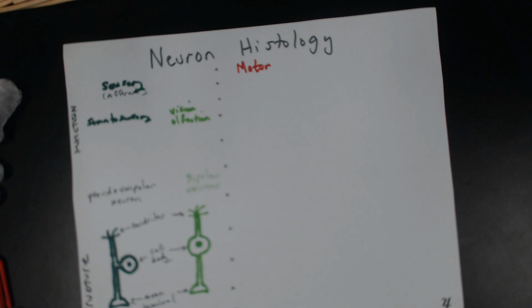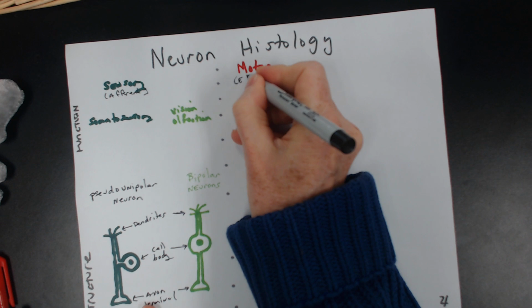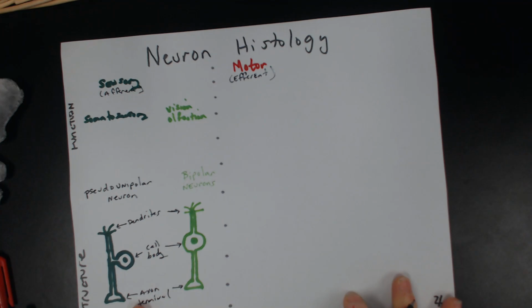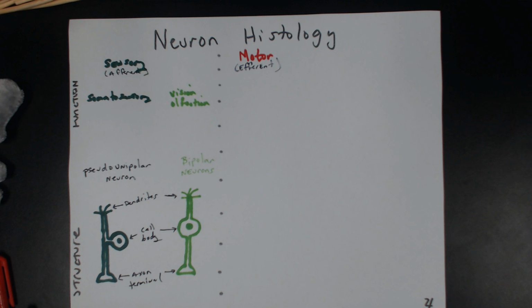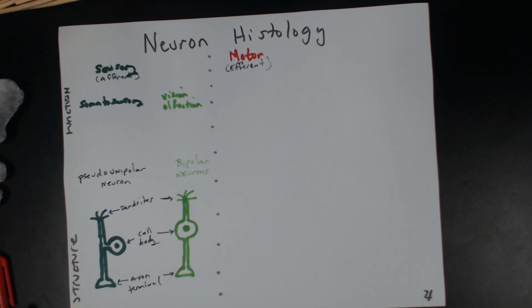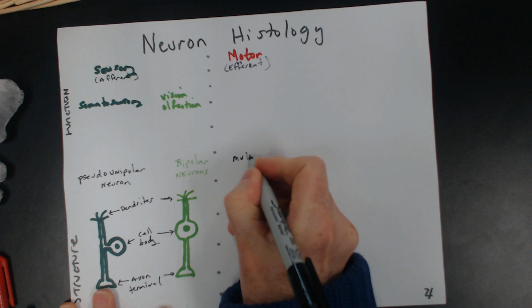Your motor is your efferent. Okay, your motor neurons, like I said, it's a 2-neuron sequence. There's an upper motor neuron and a lower motor neuron. Regardless, they all have the same structure, and these are known as multipolar neurons. So your motor are going to be your multipolar.